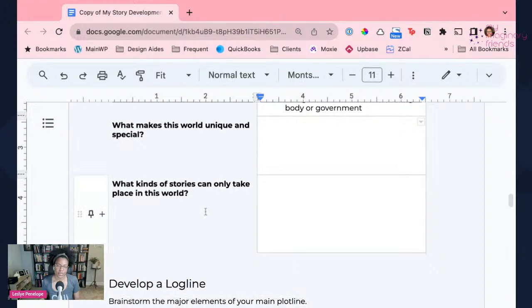And then what makes this world unique and special? For me, I think it's having these, I'm going to say genetically engineered. Let's call it magically engineered because I don't think it's actually sci-fi. It's not genetically. I like these magically engineered warriors. What does that mean for them?